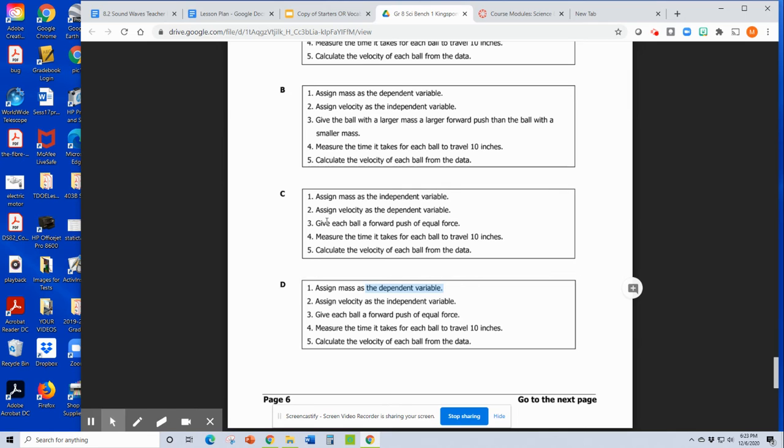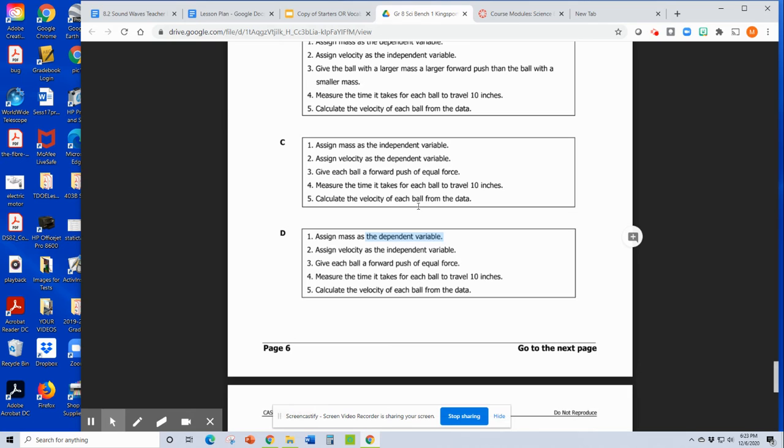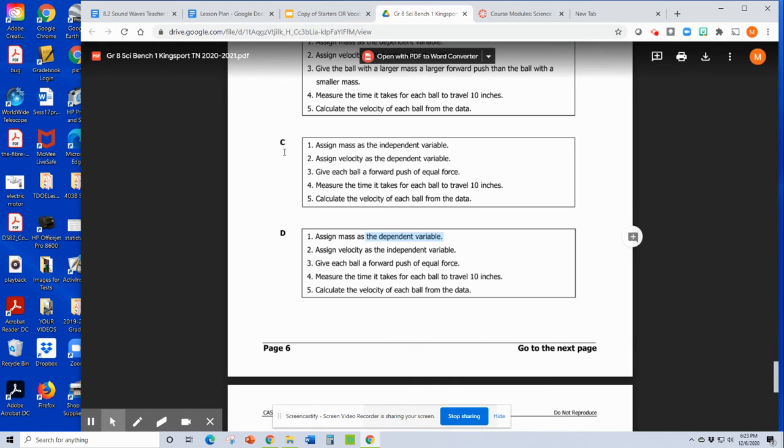That's right. Assign velocity as the dependent variable. That's okay. Give each ball a forward push of equal force. That sounds right because everything has to be the same except that one independent variable. Measure the time it takes for each ball to travel 10 inches. Okay. And then I would use that time and the fact that the ball travels 10 inches to calculate velocity. All right, so the correct answer is C.